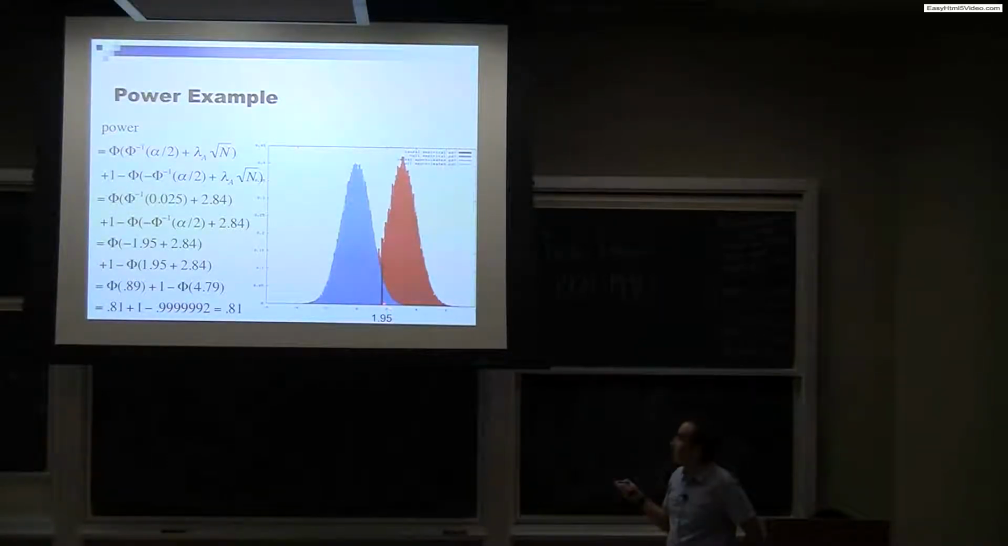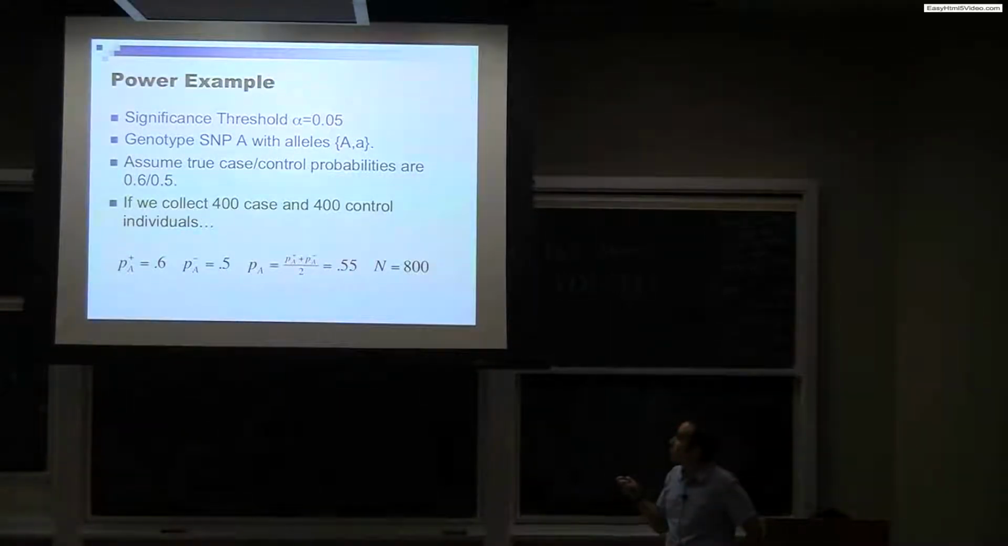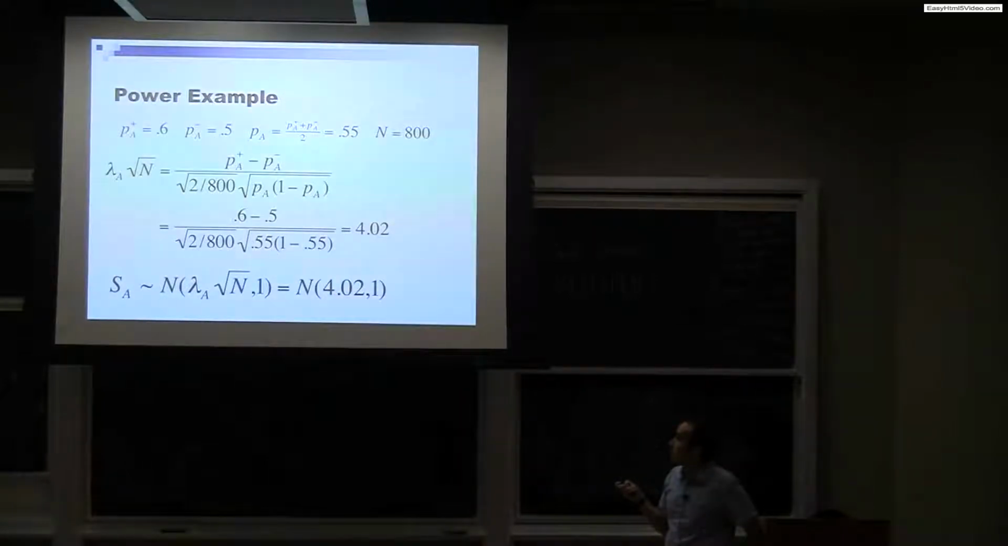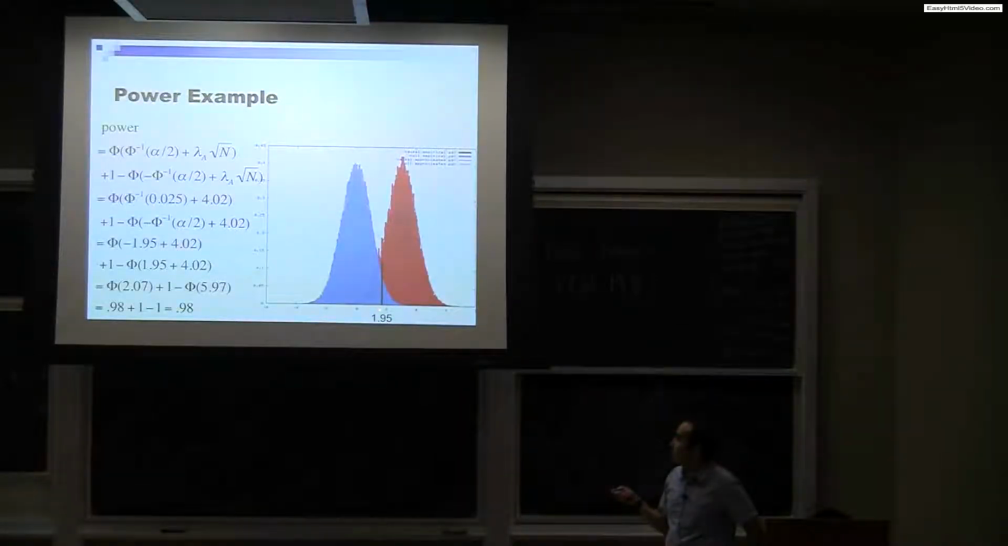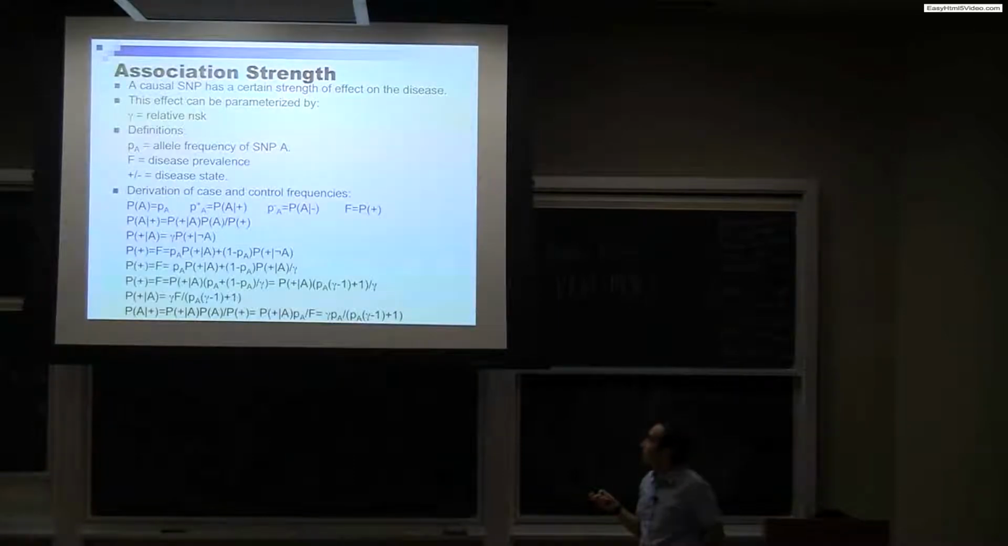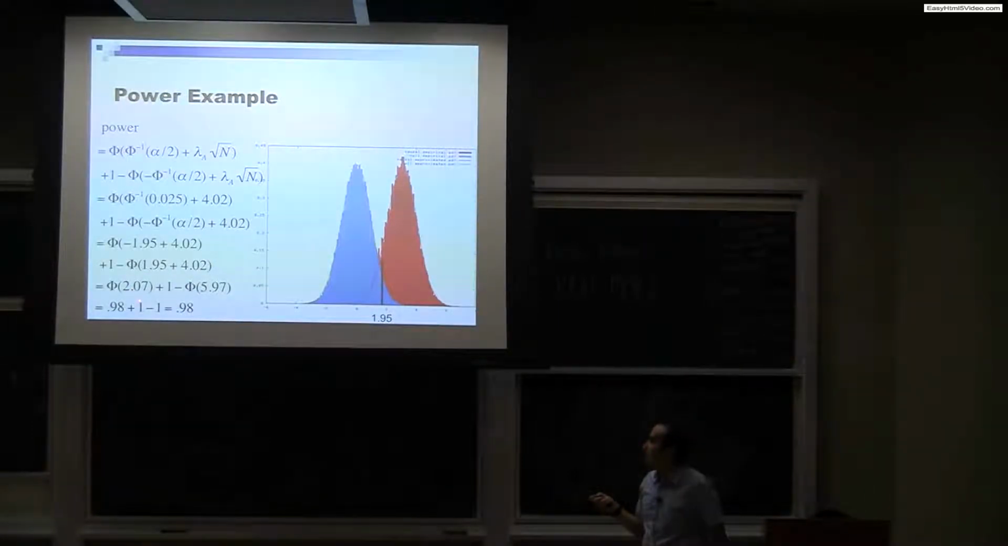Why? Because I moved this distribution out farther, okay? Again, this is not drawn to scale, but this guy, the mean, moved out farther from this threshold. Okay, so now what about 400 cases, 400 controls? Now the non-centrality is going to be like this, right? And the power is now going to be 98%, okay? So let's say this is 98%, okay?